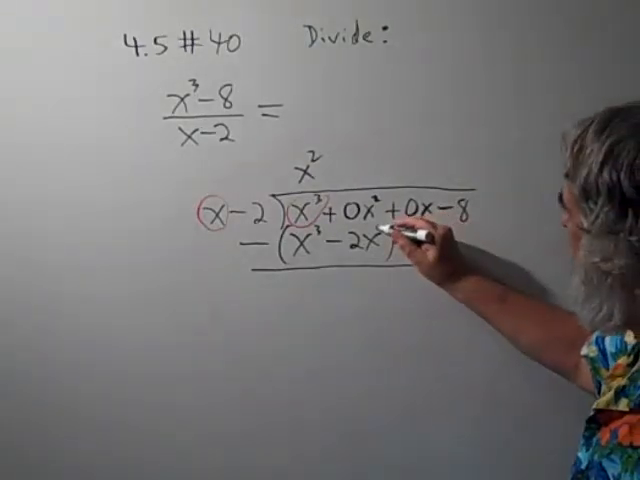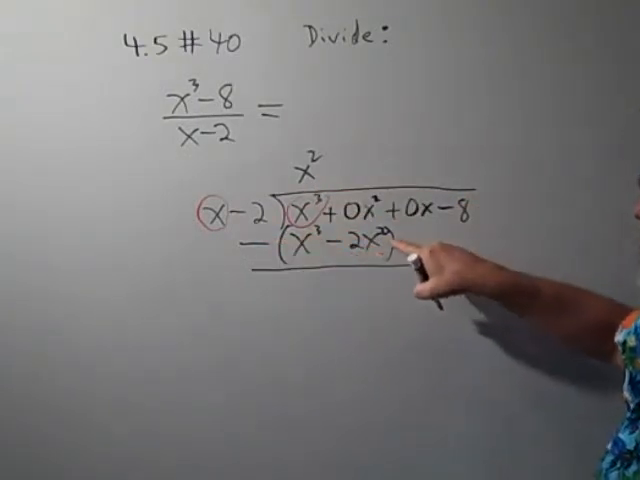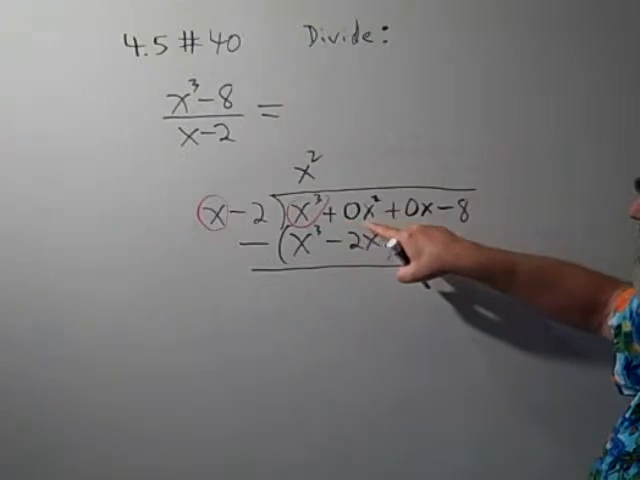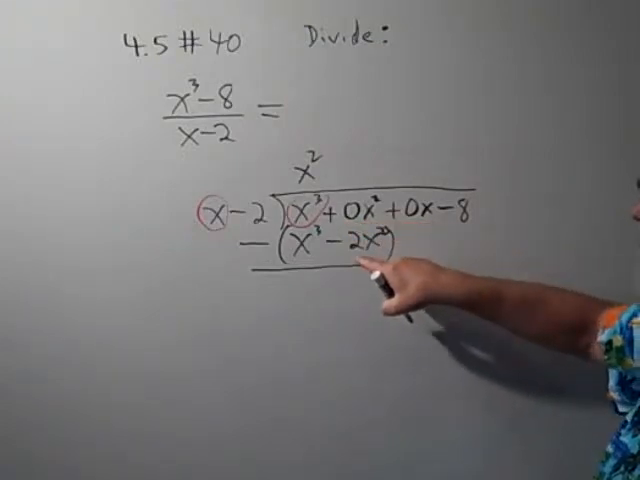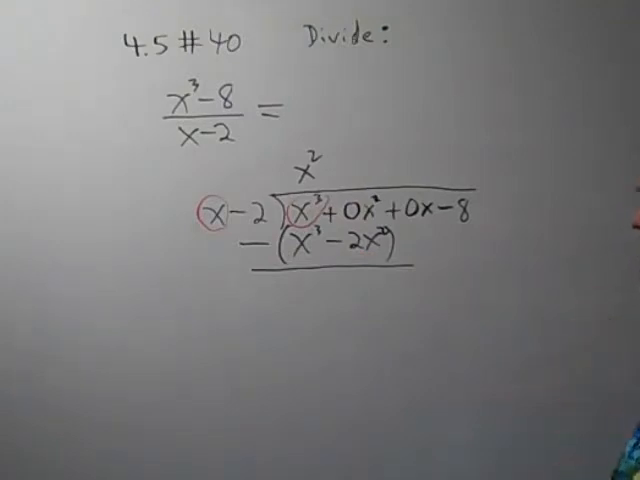I'm sorry, this is 2x squared. We needed the x squared because x squared times negative 2 is negative 2x squared. We need the 0 placeholder up here, 0x squared, so we have a place to put the negative 2x squared right here. Otherwise, we'd be cramped for space. There'd be nowhere to put it.